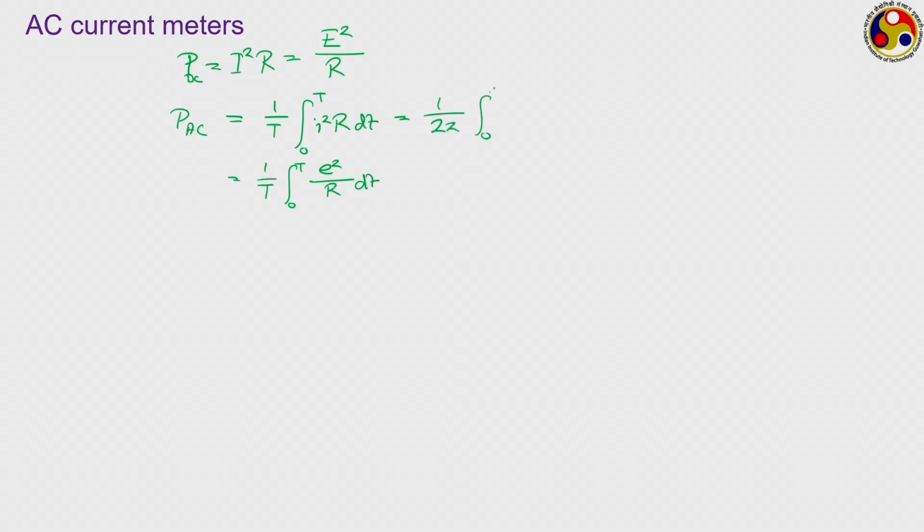Quite often we can also write this one as 1 upon 2 pi integral 0 to 2 pi I square R d omega t. Similarly, this one can also be written as 1 upon 2 pi integral 0 to 2 pi E square upon R d omega t. So, if we combine both the forms with the corresponding DC form, then what can we write?